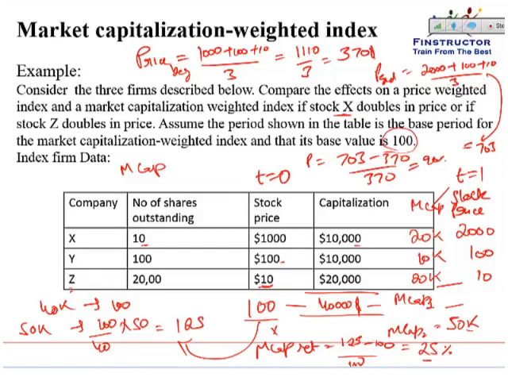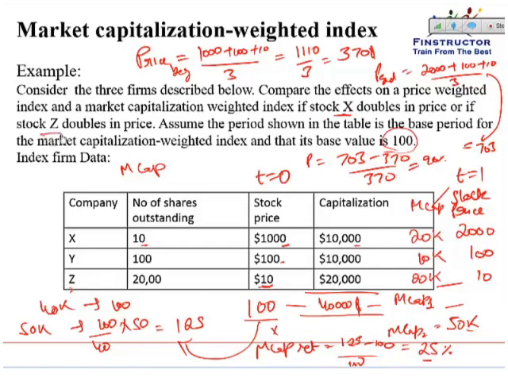The difference can be explained because in a price weighted index, it is the highest stock price that has the highest weight. And if this stock price doubles, it will have a big impact. Whereas in a market cap weighted index, it is the highest market cap that has the highest weight. So stock Z hasn't changed. Even if stock X doubles, it will only have a 25% impact on the overall index returns, because the weight of stock X is only 25%, that is 10 upon 40.